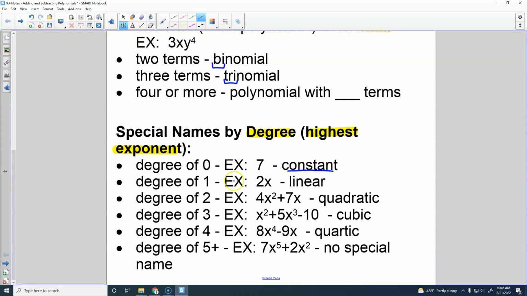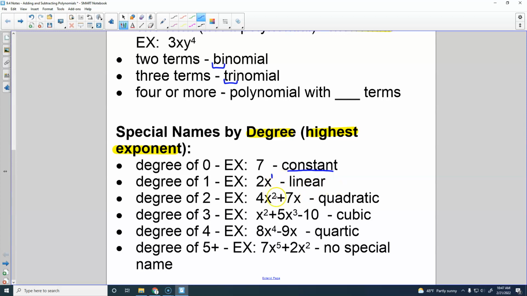If you have a degree of 1, you're looking at your highest exponent that you see. All we see here is an x, but that means it has an exponent of 1. Those terms we call linear. The reason for that is whenever we graph them, they're going to look like a line. Here's where it gets a little bit confusing. Binomial, trinomial, monomial, that all made sense. We got linear, not too bad.